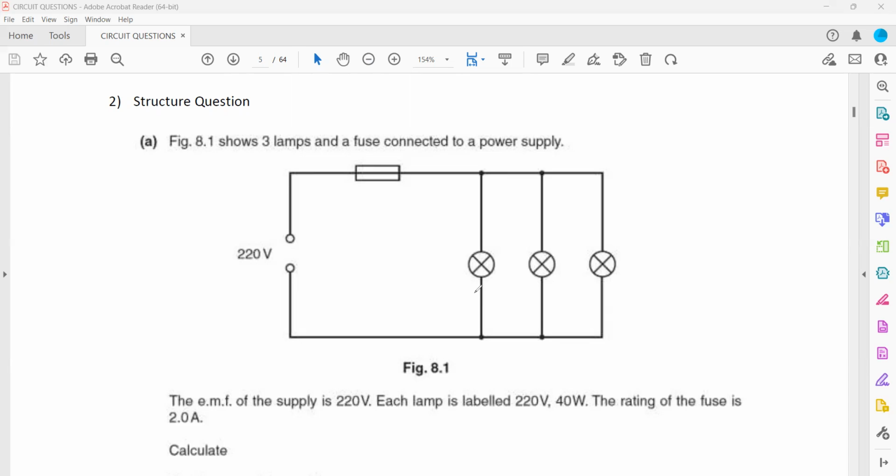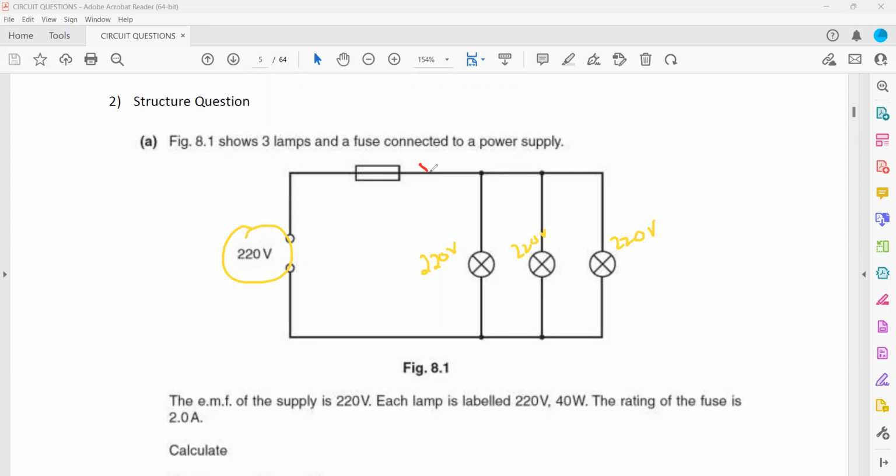How are these lamps connected, in series or parallel to each other? Is it a series combination or a parallel combination? Parallel. So it's a parallel combination. And what is the characteristic of a parallel combination? If all components are in parallel, the voltage will be the same. If it's 220 volts, they will all have the same 220 volts. The voltage will be the same, but the current will divide between them.